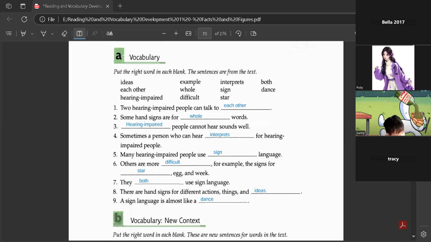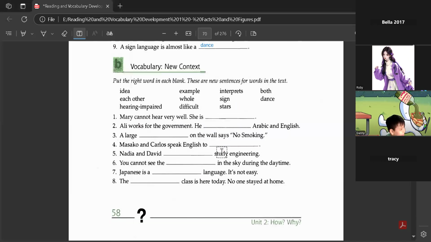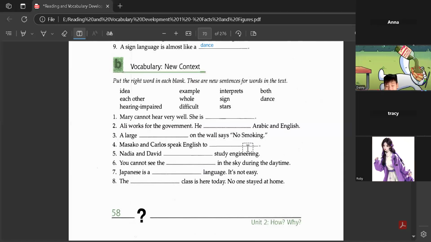Okay, the next exercise: put the right word in each blank. These are new sentences for words in the text. The first one, let's invite Anna. Mary cannot hear very well. She is hearing impaired. Yeah, she is hearing impaired.